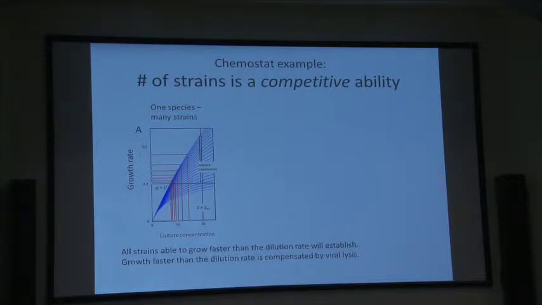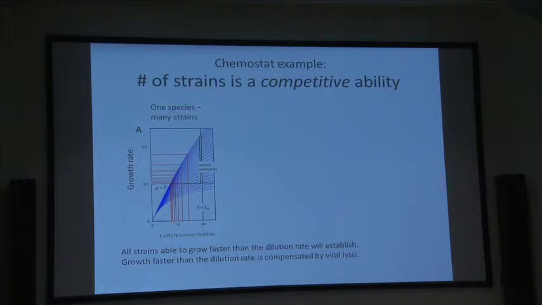So what happens in this chemostat example? In the initial case, with one strain, the original strain has to grow equal to the dilution rate.